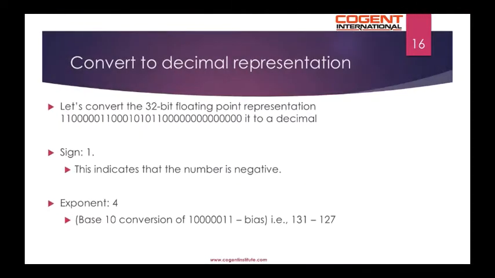Now let's see how to convert this floating point representation back into the decimal number. The first bit is the sign bit. Since it is 1, it indicates a negative number. Next, the exponent. We take the next 8 bits, 10000011, which is 131, and subtract the bias, which is 127. We get back 4, so the exponent is 4.